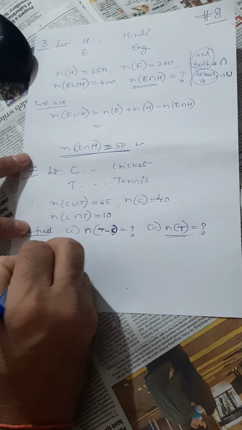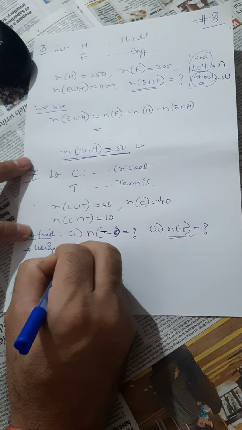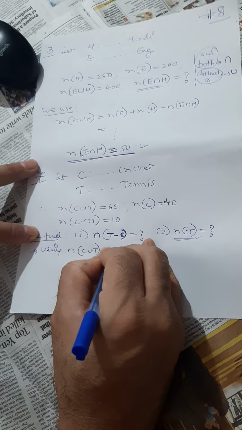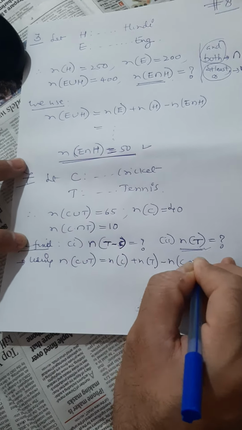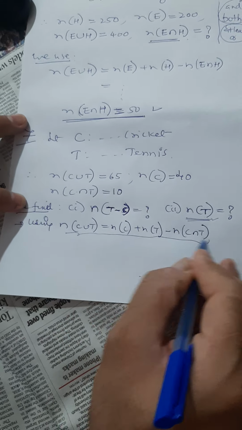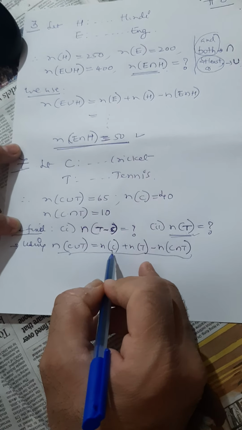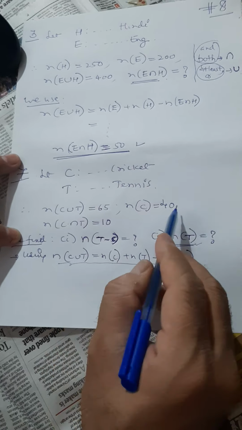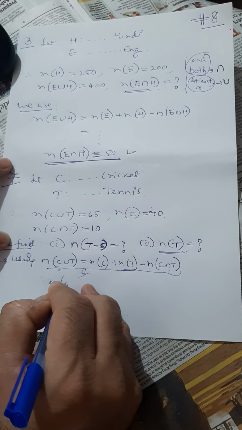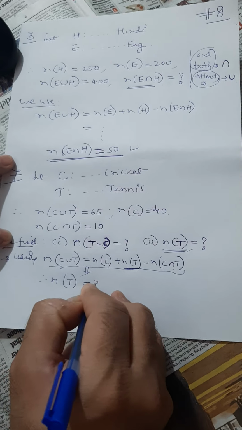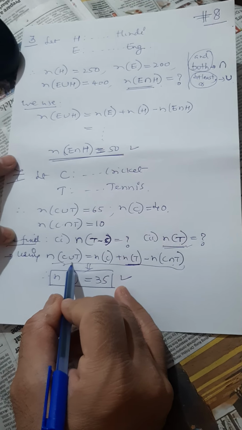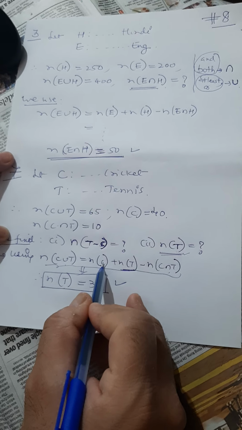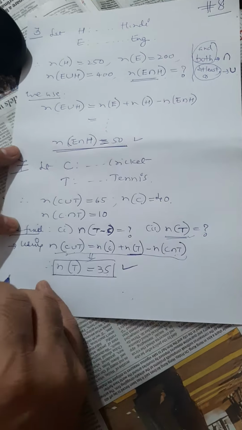So using this addition rule, n of C union T equals n of C plus n of T minus n of C intersection T. If you put all the values here, you know n of C is 40, this you want to get, and you know this. So from this you will get n of T, which is nothing but 35. The number of persons who like tennis: you know union is 65, this is 40, this is 10, so we'll get 35 here.